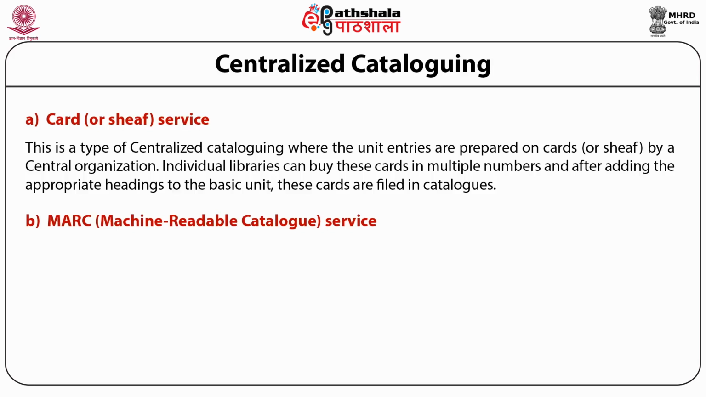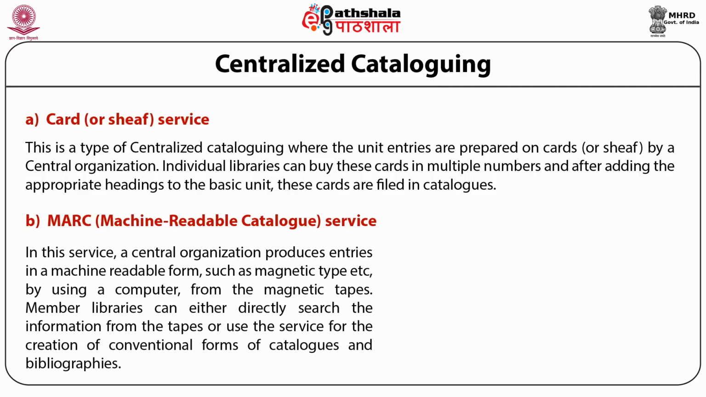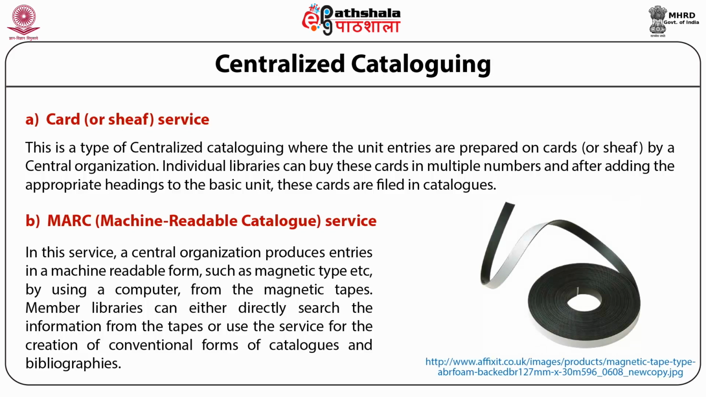Second, MARC, machine readable catalog service. In this service, a central organization produces entries in a machine readable form such as magnetic tape, etc. by using a computer. From the magnetic tapes, member libraries can either directly search the information or use the service for the creation of conventional forms of catalogs and bibliographies.